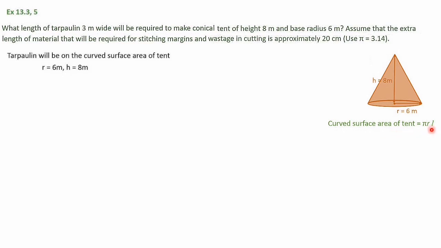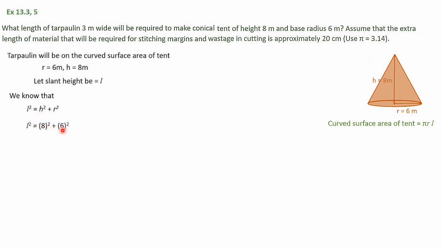Here one thing is missing, that is L. We need to calculate L. Let it be the slant height. Let us assume the letter as L. Then we have to use the relation L square is equal to h square plus r square.